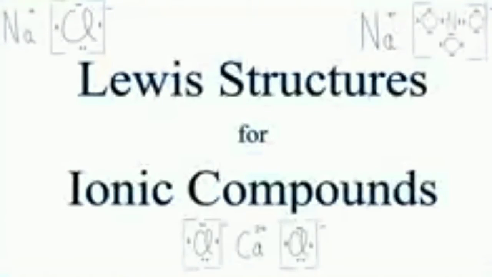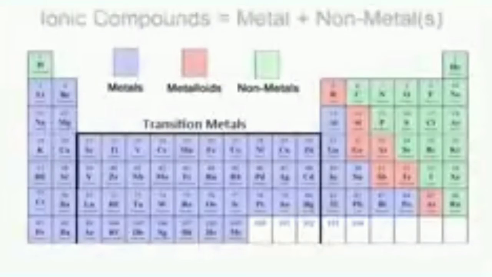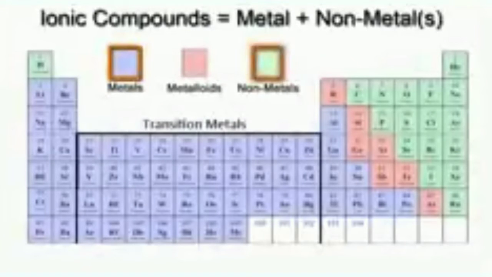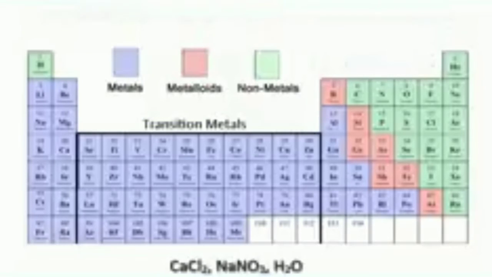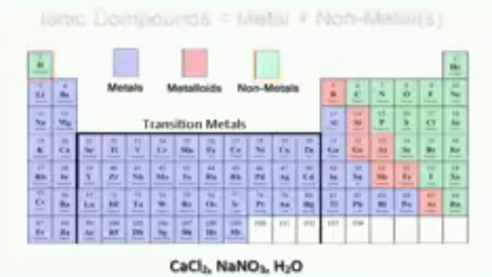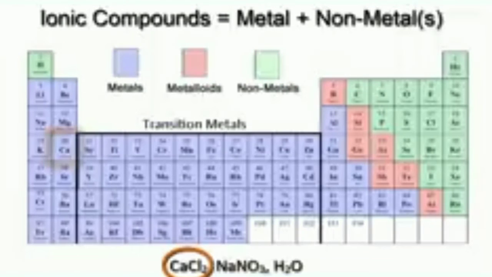Ionic compounds are made up of a metal and a non-metal, or a metal and a group of non-metals. So I use this color-coded periodic table to identify which of these three are ionic compounds. And be careful, because hydrogen is a non-metal even though it's grouped on the metal side of the periodic table. For CaCl2, calcium is a metal, chlorine is a non-metal, so this is an ionic compound.